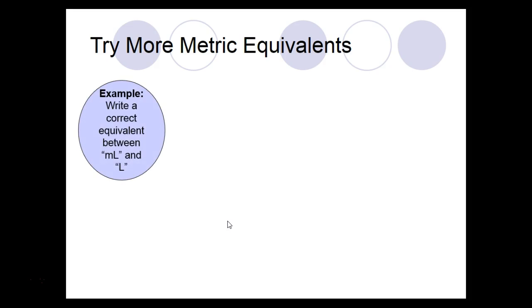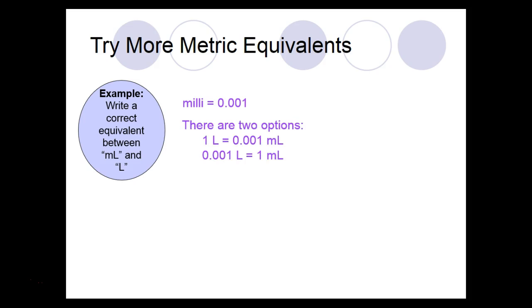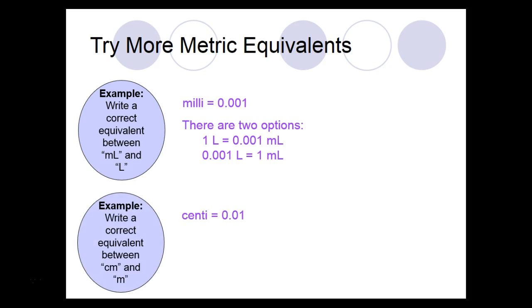Same thing with milliliters to liters. It says write the correct equivalent between milliliters and liters. Remember, milli is in the thousandths, and there's 2 options. You can either say 1 liter is 0.001 milliliters, or you can say 0.001 liters is 1 milliliter. And then for centi, you could write 1 centimeter is 0.01 meters, or 0.01 centimeters is 1 meter. In each of these, one of these is wrong.